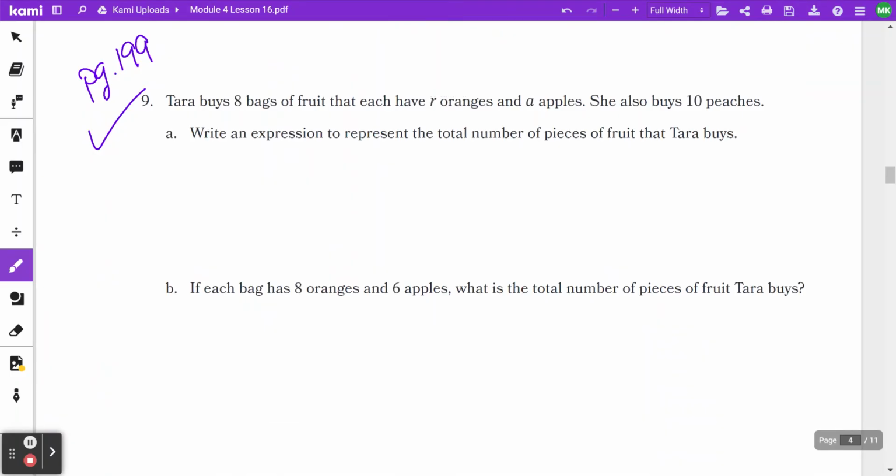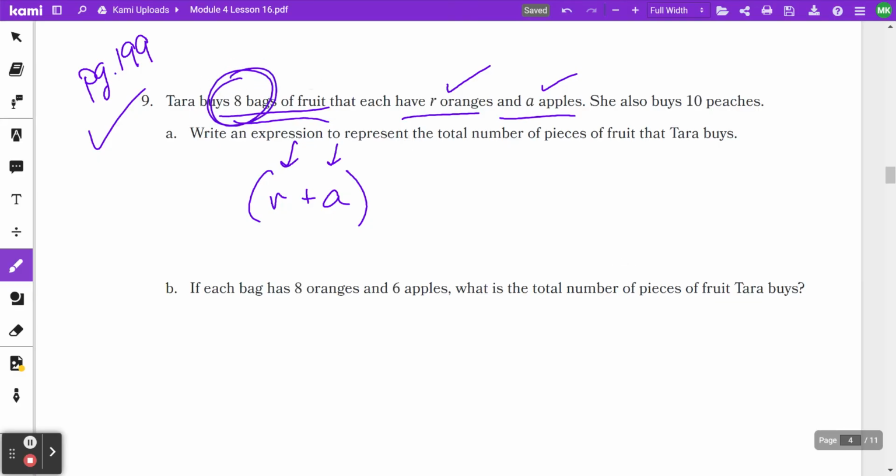So let's see. We have Tara, and she buys 8 bags of fruit. Now in each bag, we're going to write some expressions here. We have R oranges and A apples. So let's use parentheses to symbolize that. We have oranges and apples in a bag, so let's say everything in here is that bag. I have some amount of oranges, some amount of apples, except I'm buying 8 of these. So I'm going to put an 8 on the outside to show that it's multiplication. So 8 sets of R plus A, right?